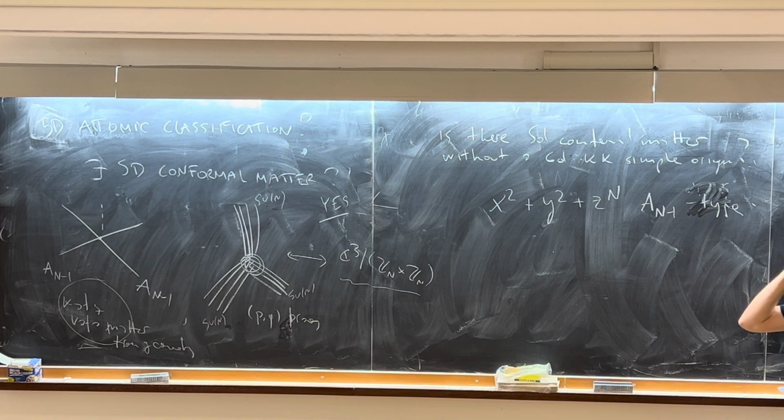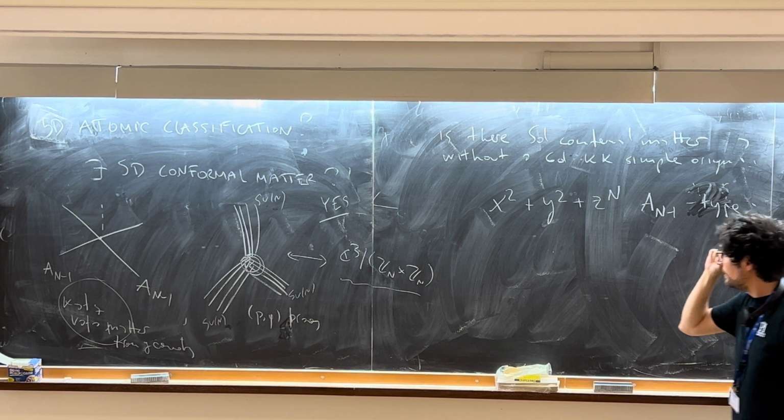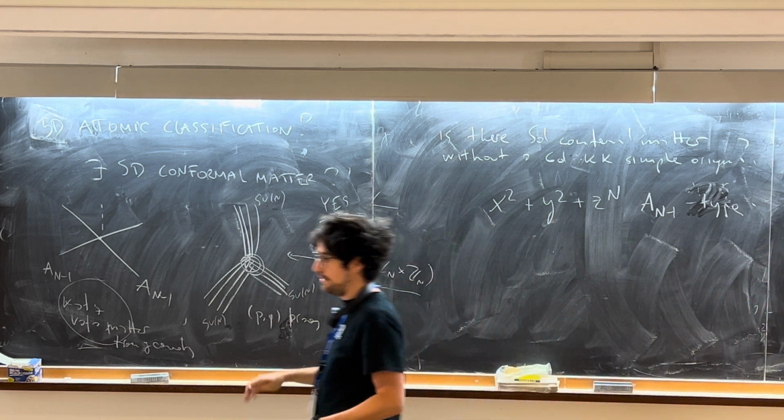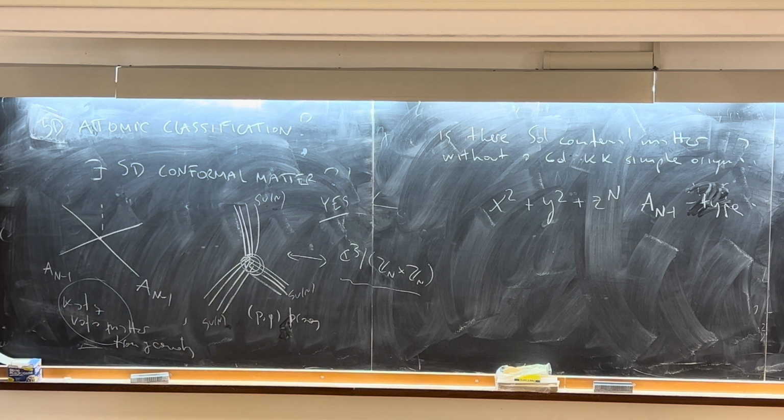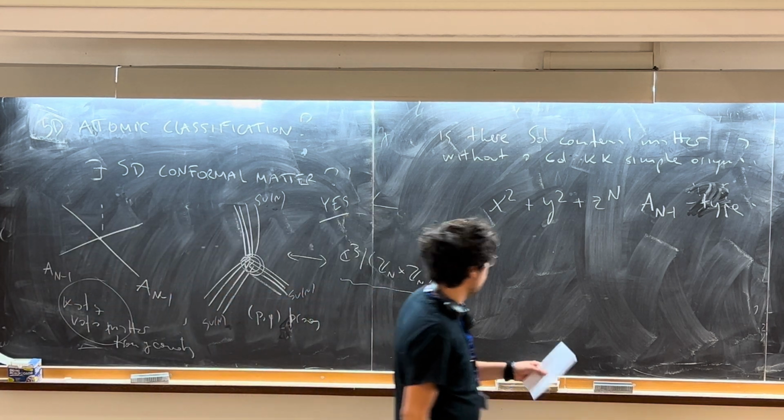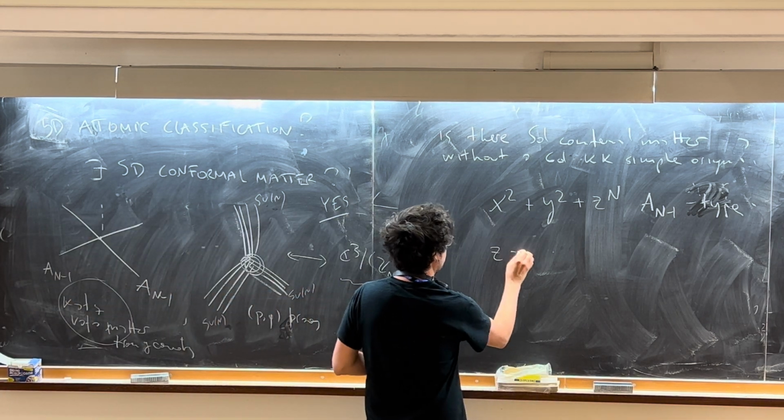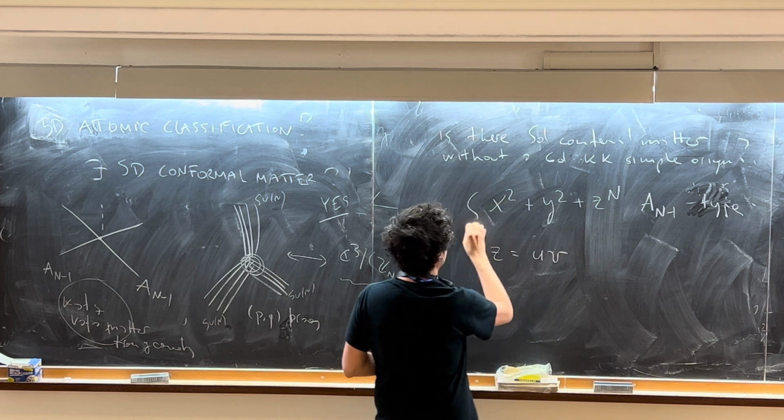No, this is an A_{N-1} singularity written like this, no? As a hypersurface of C3. This is the analog of C2 mod Z_N. And now what we want to do is just a base change. So we say that now z is a product of two guys.